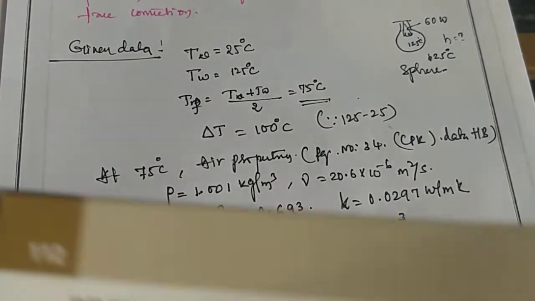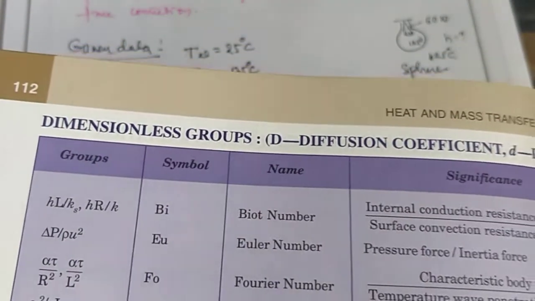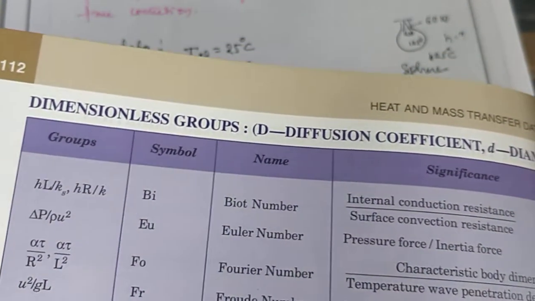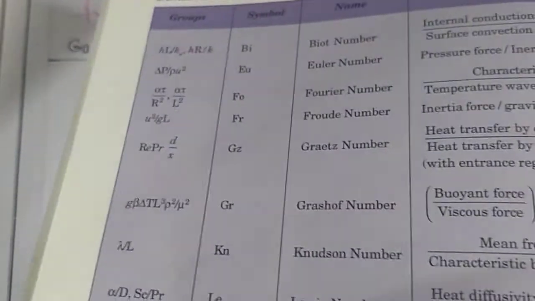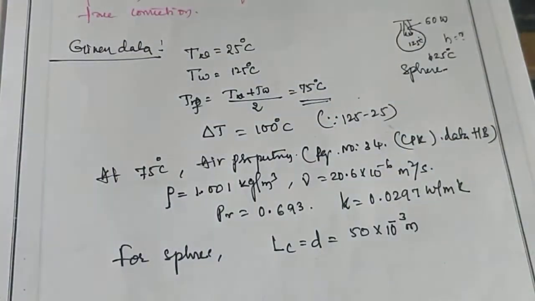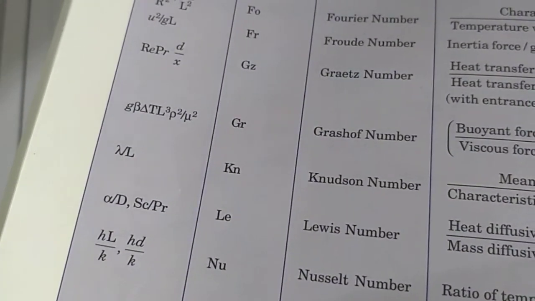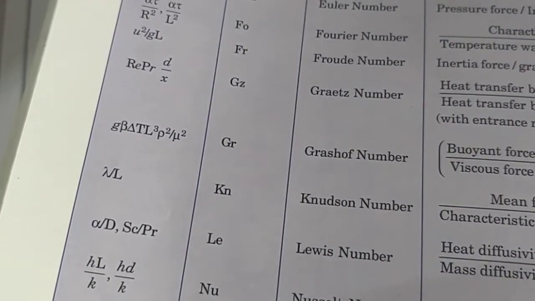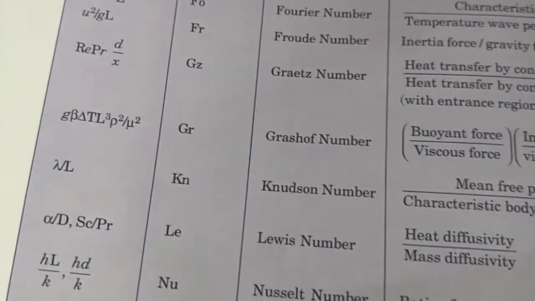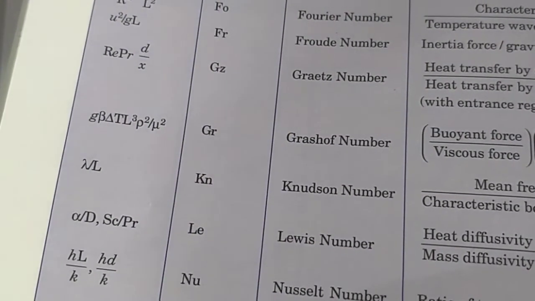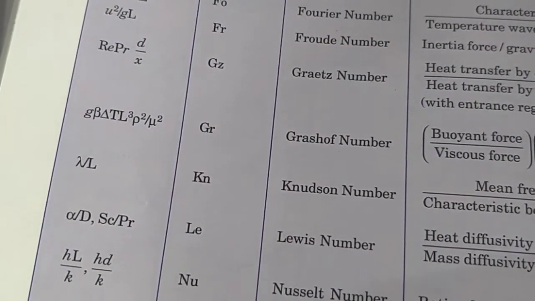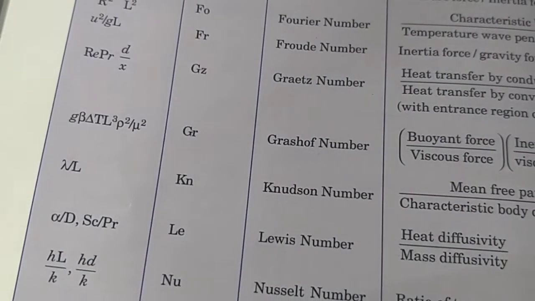So here, page number 112, dimensionless groups. All the formulas you will get here. I will write down what is the Grashof number. The Grashof number is equal to g beta delta T L cube rho square by mu square. So that we should write down first.